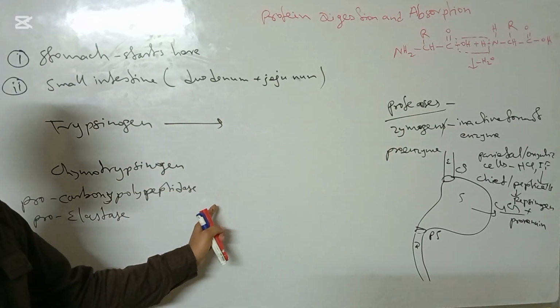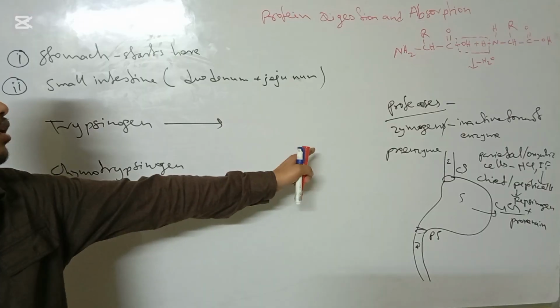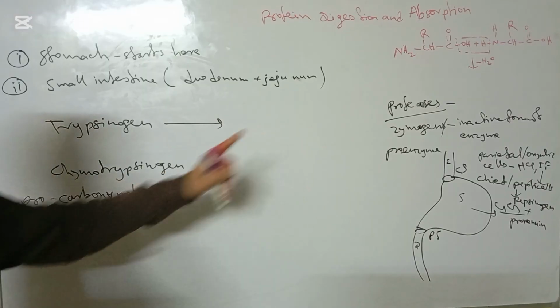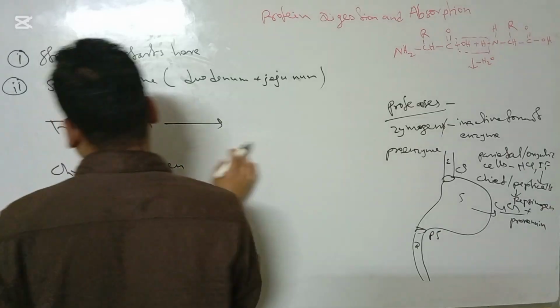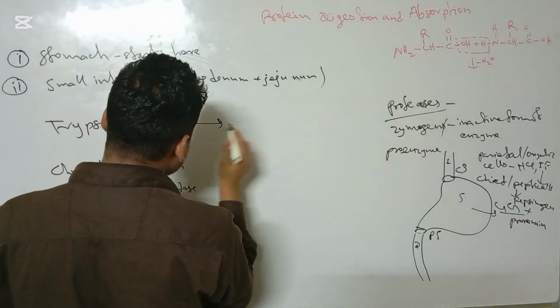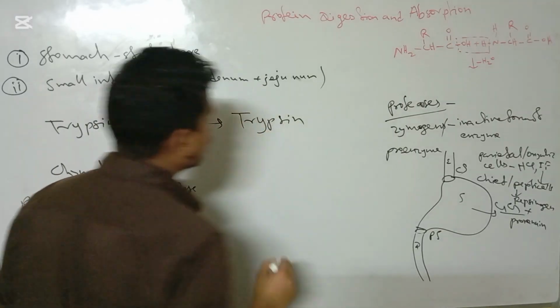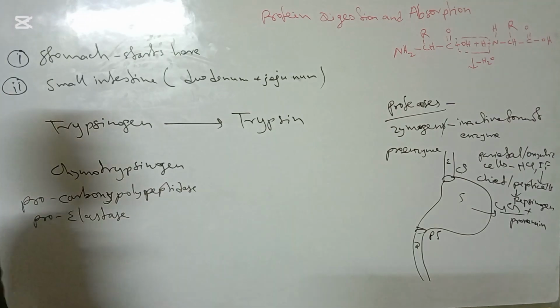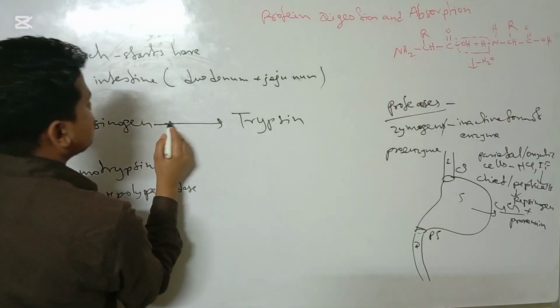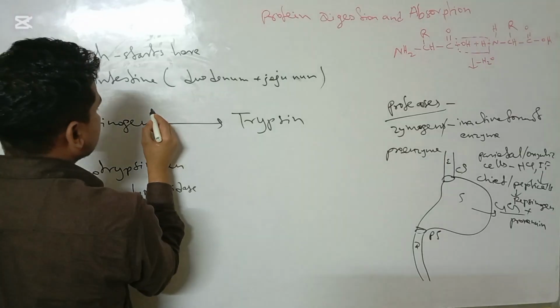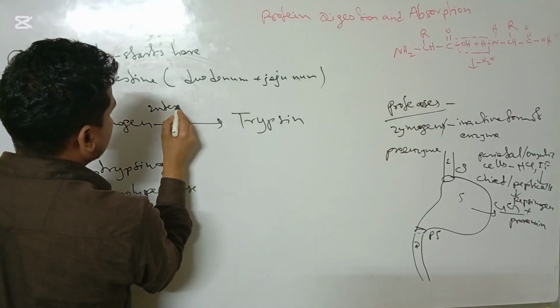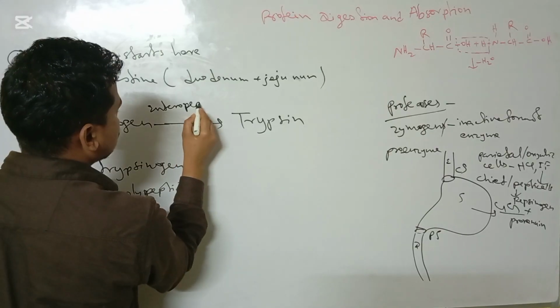First it should get activated, and then it will act on the protein substrate. So trypsinogen is converted into trypsin, a very important MCQ and viva question. Trypsinogen is converted into trypsin by the enzyme known as enteropeptidase.